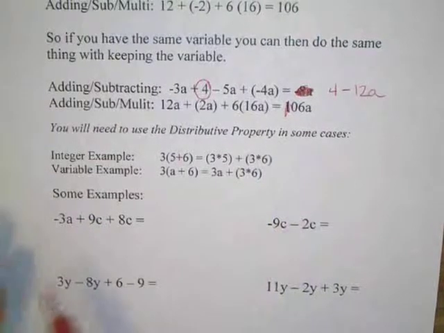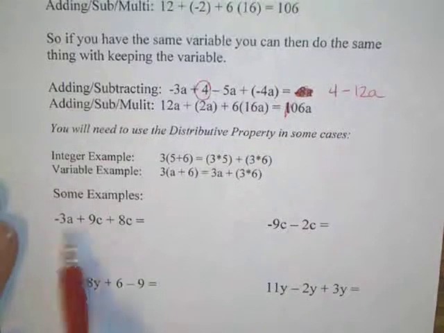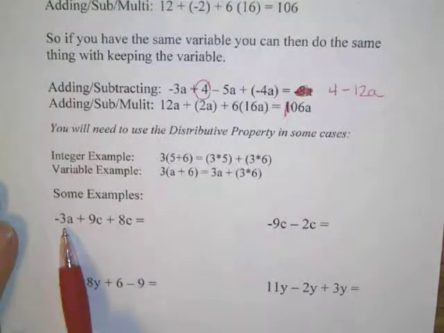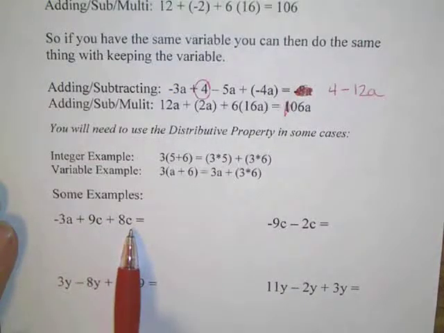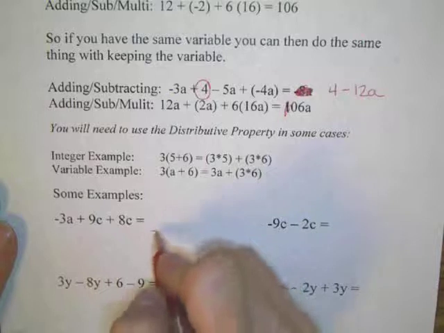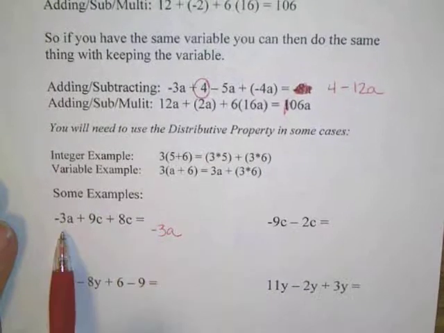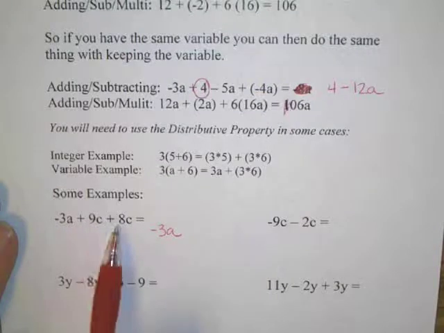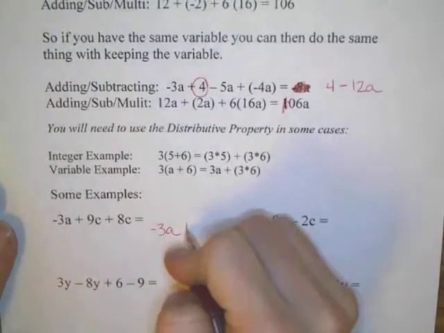Alright, so let's go through some examples. -3a plus 9c plus 8c. You cannot combine unlike terms, so you cannot combine the a with the c's. So we know that this is going to be -3a because there's nothing else to add to that, subtract from that, or multiply by that. And then we can add our 9 and our 8 together to get 17c.